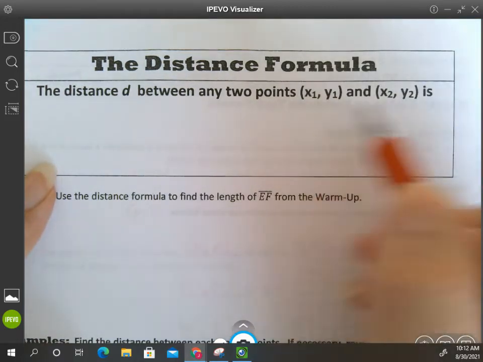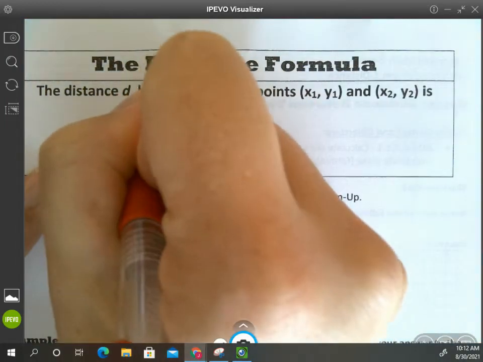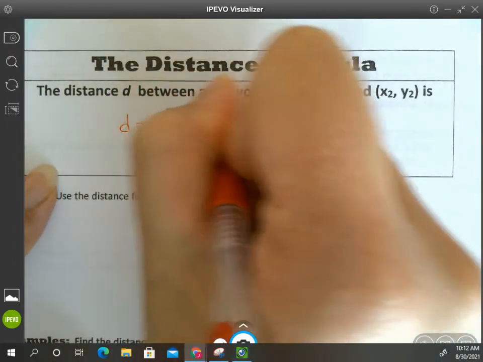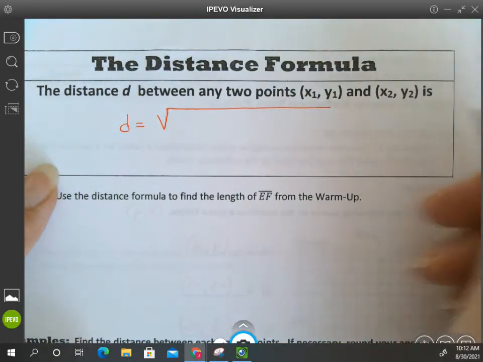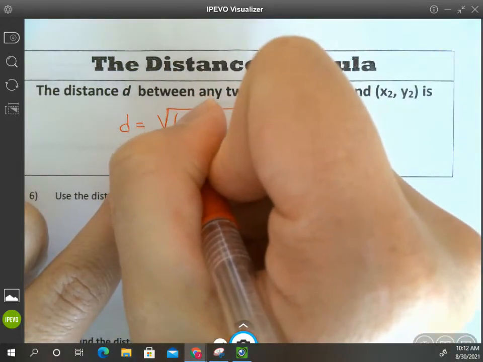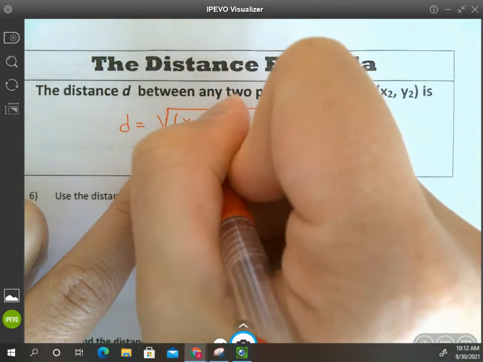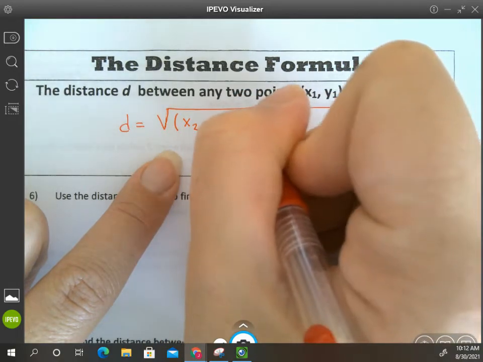So first ordered pair, second ordered pair. Now, the distance formula, and I'm going to have a little room to write some extra stuff. Here is the distance formula. Big square root sign, so everything we're going to write goes underneath that. And then we're going to go with parentheses, and we take the x2 minus x1, close the parentheses, square it.